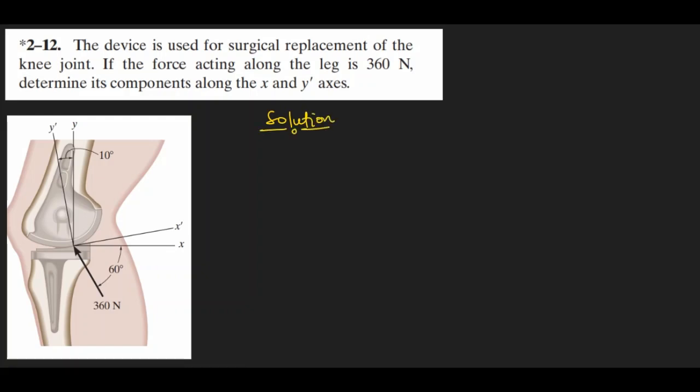So I'm going to start by drawing the free body diagram. Let this be my x and y axis. This is my x axis, this is my y axis. And now let this be my x prime axis, and then let this be my y prime axis. Same for this side too. And then this angle is 10 degrees. This angle will also be 10 degrees.